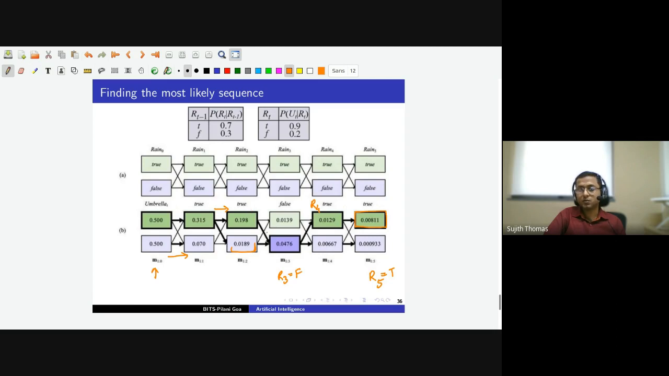R2 is equal to true. So R2 is equal to true, and so on. So the sequence that will maximize the sequence of observed variables will be R1 is equal to true, R2 is equal to true, R3 is equal to false, R4 is equal to true, and R5 also equal to true. Is the procedure clear? If the procedure is clear, we will see why this is correct.